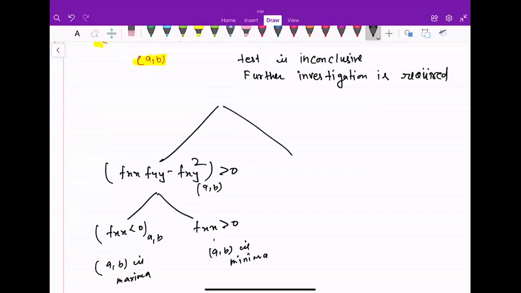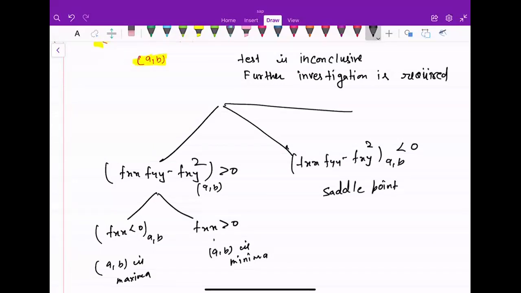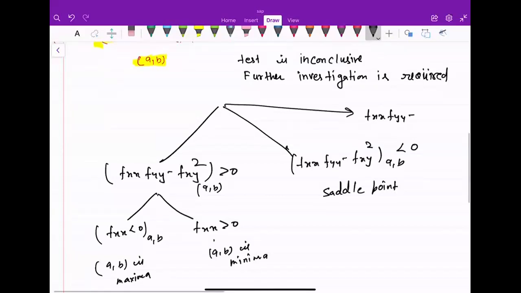Now we will check fxx fyy minus fxy square. If it is less than 0, saddle point. You know saddle point? Saddle point means where the function is having neither maximum nor minimum. Third case is when fxx fyy minus fxy square equals 0. Test fails.